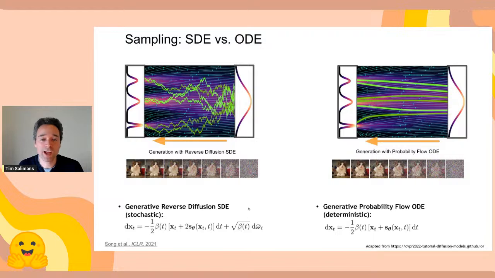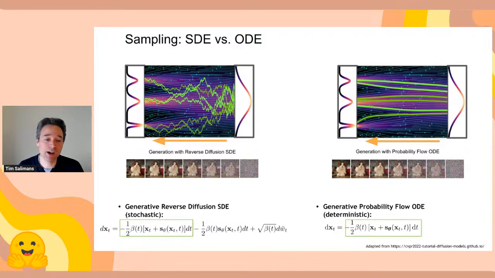But it turns out that actually there's an equivalent view where we have very smooth and deterministic paths from the initial random noise to the data distribution. And these paths are given by something that's called the probability flow ODE, ordinary differential equation, which is given at the bottom here. So here there's no noise term. It's a deterministic process that we can actually compute exactly if we have enough time.